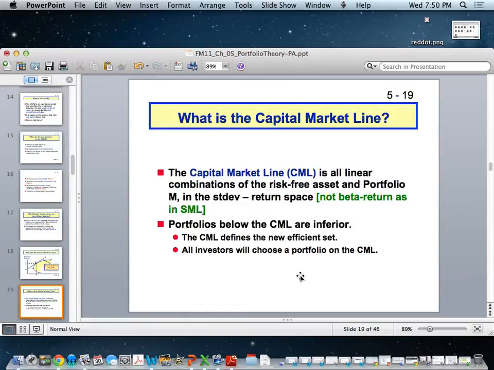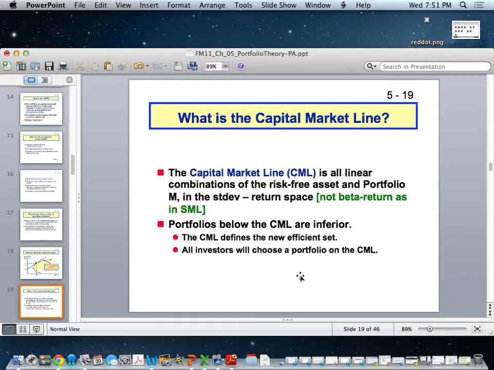The capital market line is a linear combination of the risk-free asset and portfolio M in the standard deviation-return space, not the beta-return space of the security market line. All portfolios below the capital market line are inferior. And so the CML defines the new efficient set. All investors will choose a portfolio on the capital market line.